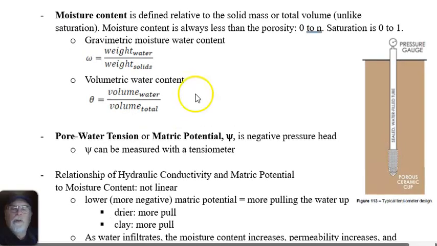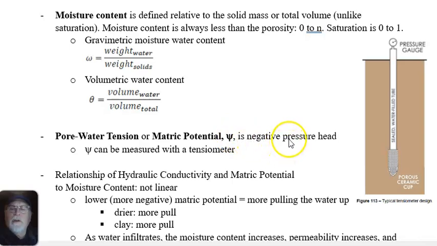There's something called the pore water tension or matric potential. And we use the Greek letter psi for that. It's the negative pressure head. And we can actually measure that with a tensiometer. So we stick this thing in the ground. It's got a little ceramic tip here, and it can measure the pressure that the soil pulls on the water.